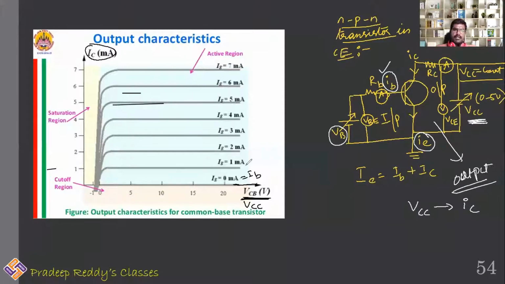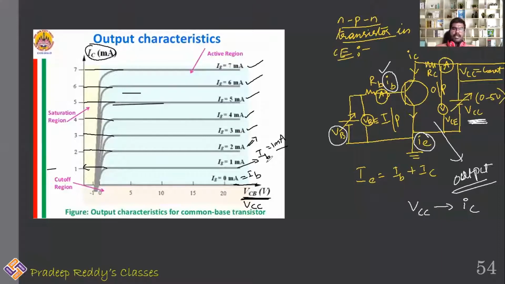Second, if we increase IB to 1 milliampere, IC is increased to 1. And if we increase IB to 2 milliampere, IC is increased to 2. Next, we increase this to 3 and IC is increased to 3. Next, IB is increased to 4, IC is also increased to 4. IB is increased to 5, IC increases to 5. Next 6 and 6, 7 and 7.